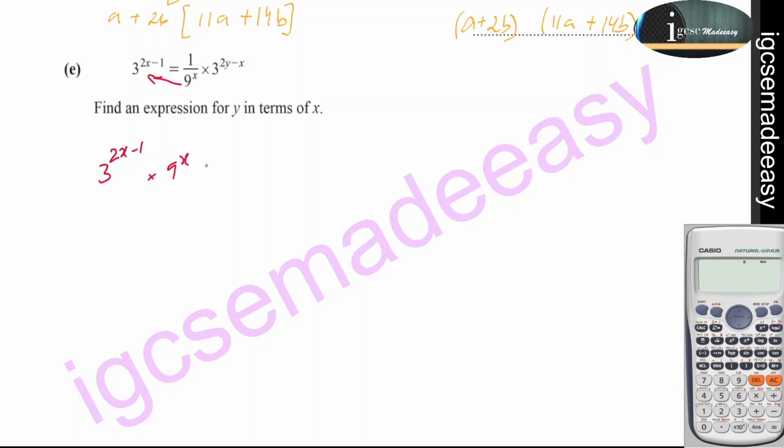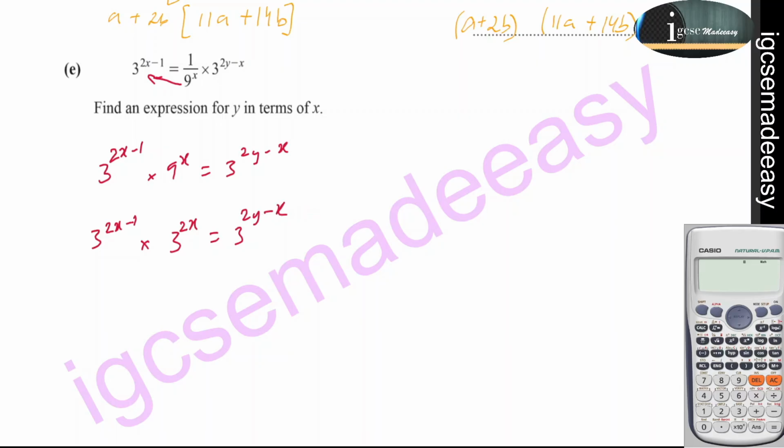9 raised to power x equals 3 into 2y minus x. I just took this 9 over to the left hand side. Now I'll be making this 9 as 3 raised to power 2. 9 can be written as 3 raised to power 2, right? So it will be 3 to the power 2x equals 3 raised to power 2y minus x.